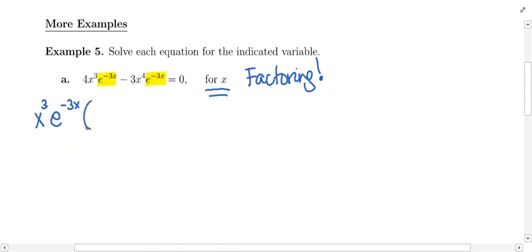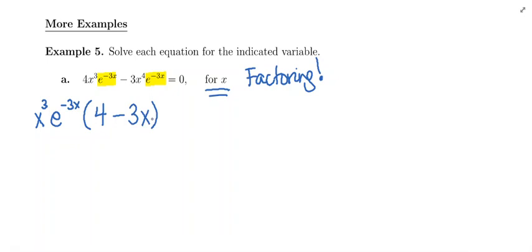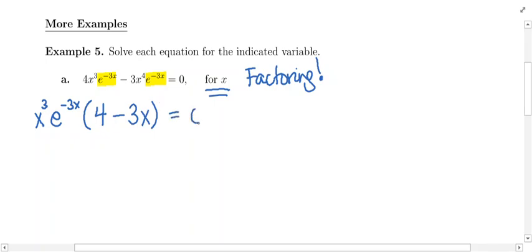So we're factoring out x cubed times e raised to the negative 3x power, and we're going to write what's left. From the first term, just the 4 is going to be left. Then we have the minus sign, and we've already taken out e to the negative 3x and x cubed from the second term, so that means there's going to be x to the 1st power left, and also the 3. If you factor out x cubed times e to the negative 3x, this is what is left. The right side is still going to be 0.